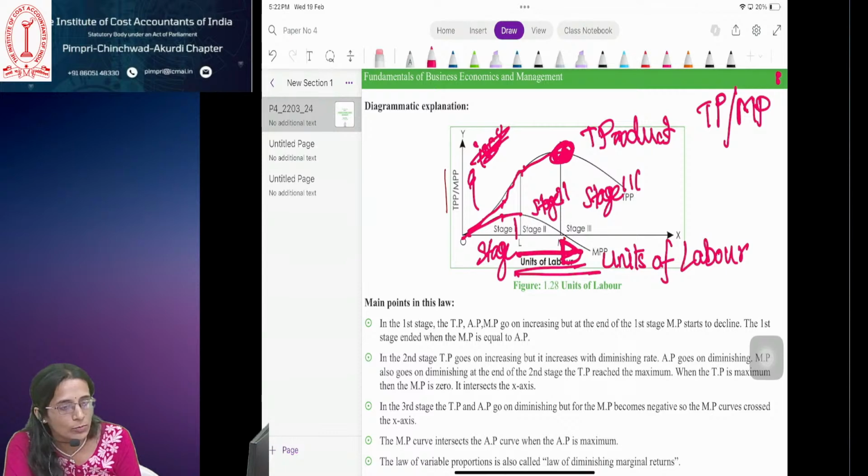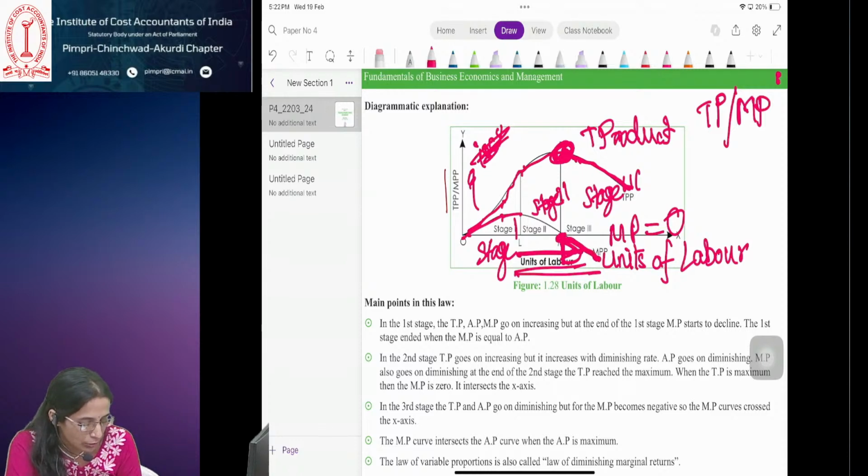Here it is, total product reached a peak point. What will happen to marginal product? What we saw in case of marginal utility, total utility, same. Now what is happening? Total product is decreasing. What will happen to the marginal product? Negative. So this is the same here also, right? The same law of diminishing marginal returns.